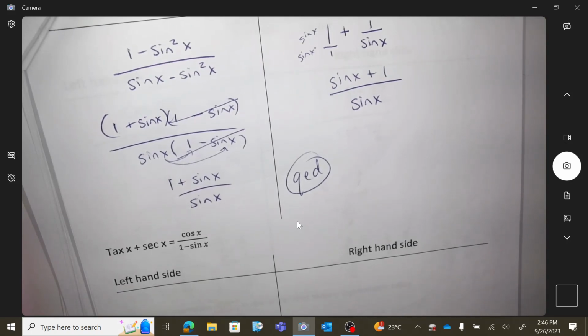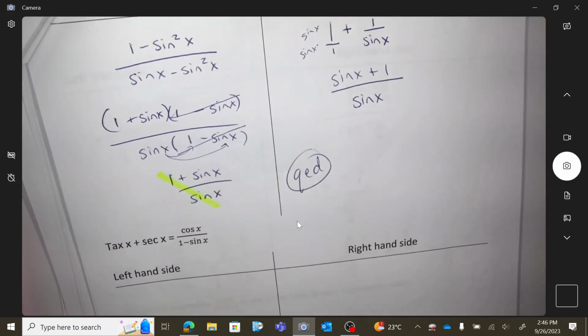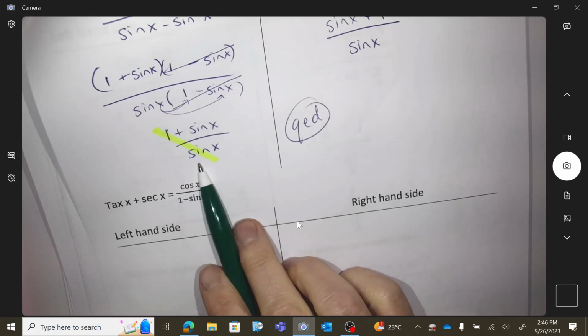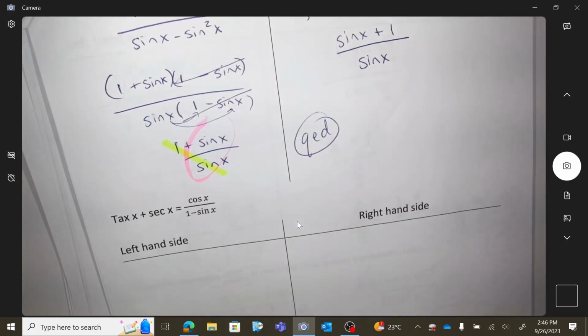Do you see if I were to split the fraction? If I had split the fraction, this would have been my cosecant, and then this would have been my 1. So that could have worked as well if I had just gone that way.